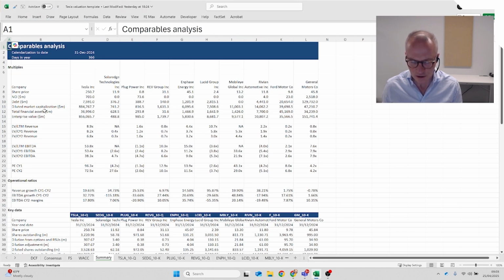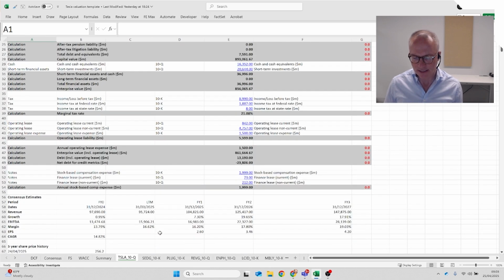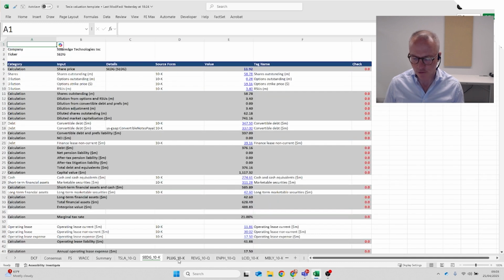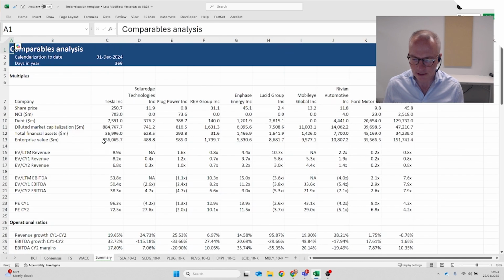So this is what it will have downloaded. Each company's got its own sheet here with an equity to enterprise value bridge, consensus earnings numbers and share prices. We've got all the companies there, but it's the summary page that I want to look at here. Now you can see we've got a series of multiples.